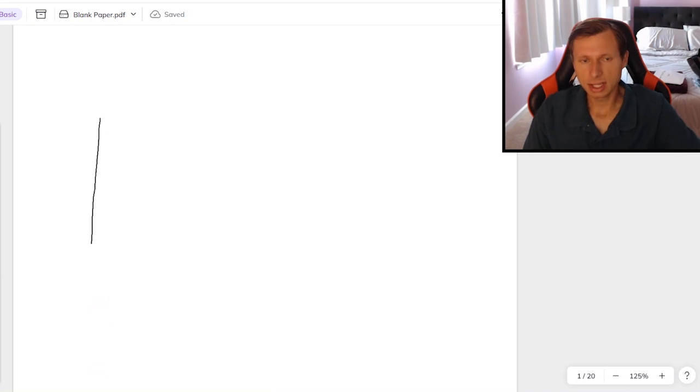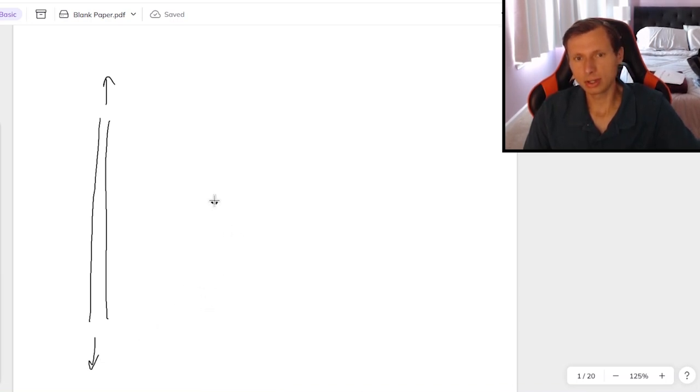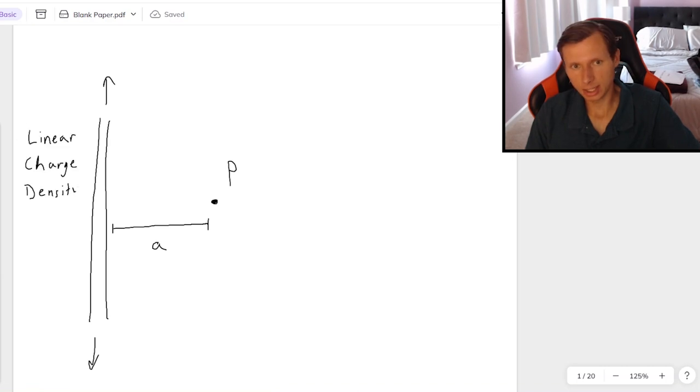I have an infinitely long wire that goes forever up and forever down as far as we're concerned. And we want to find the electric field at some point P. Let's say it's a distance A away from the line of charge. This line of charge has infinite length, which means it has infinite charge actually. Yes, the charge of this line is infinity, which is why we say it has a linear charge density lambda.